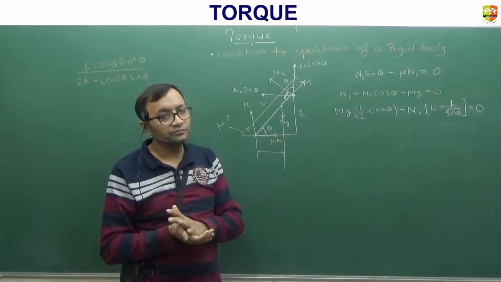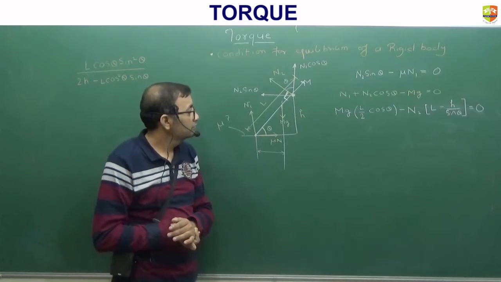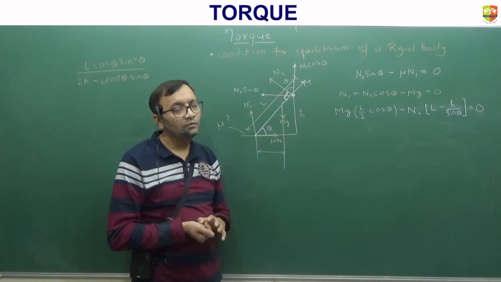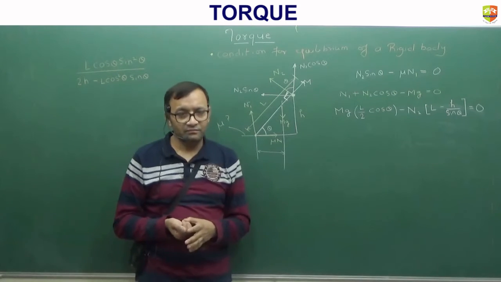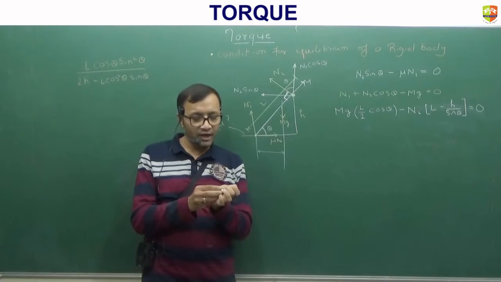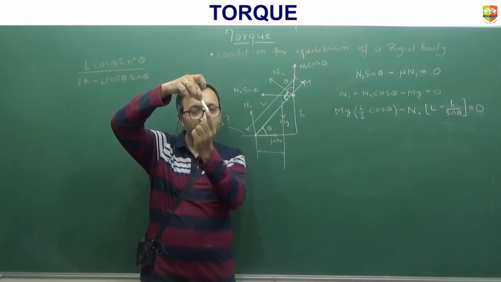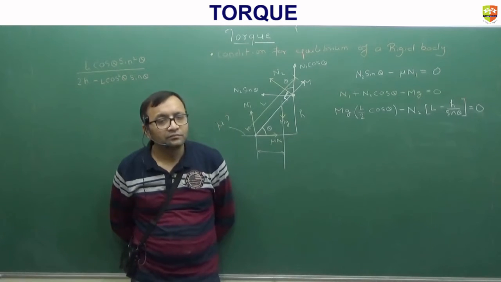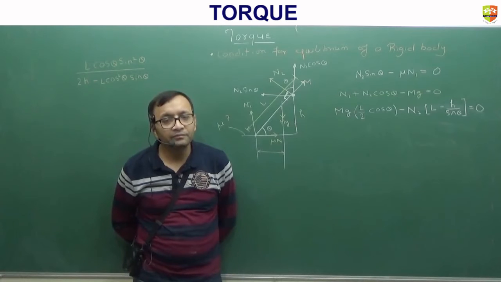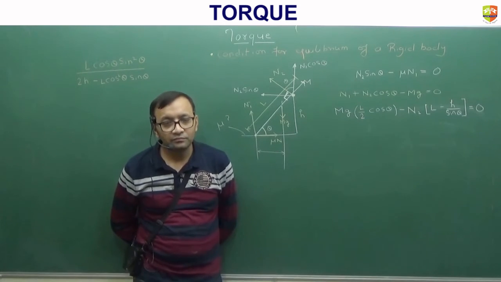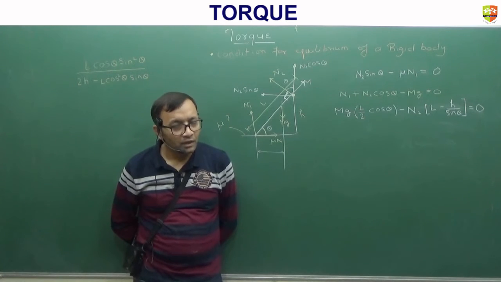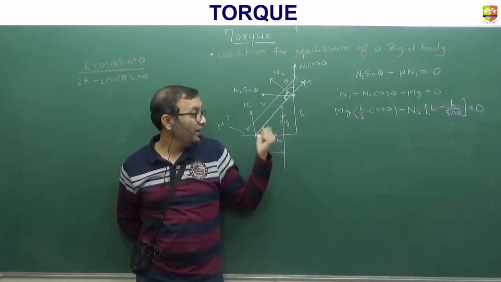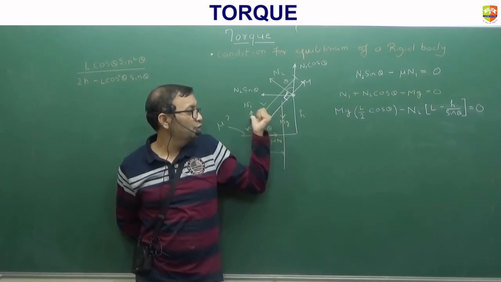When we take mg into L by 2 cos theta, we assume that mg is applied at the center of the rod. But will it rotate about the center of mass? There is no fixed axis. An object doesn't need to rotate about its center of mass. There is no rotation at all. It is in equilibrium, so net torque about any point is zero. You can write torque about any point to be zero and you get the same answer. But if I write about this point, my equation will be simpler, because the torque of these two forces is zero.